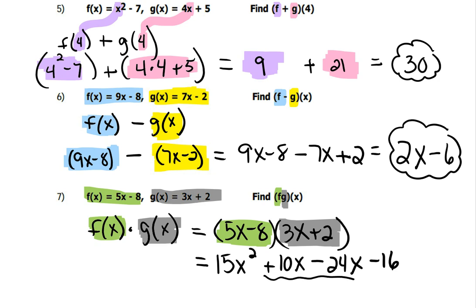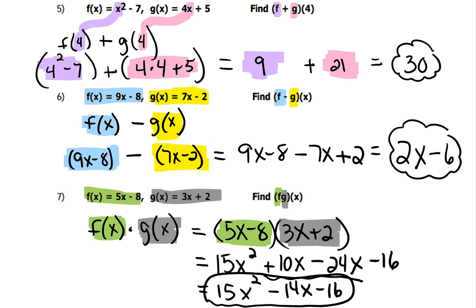And then these two are like terms. So my final answer is 15x squared minus 14x minus 16. And there she is. All right.